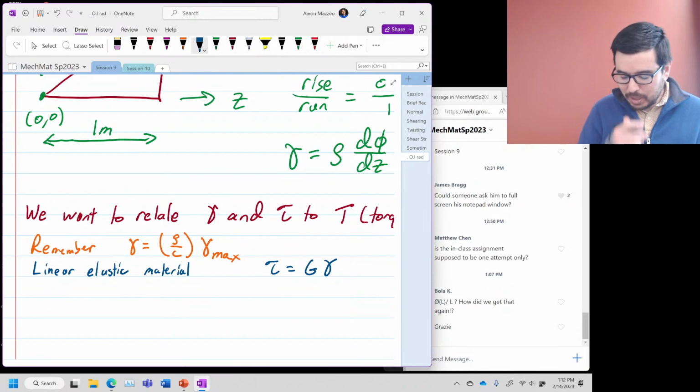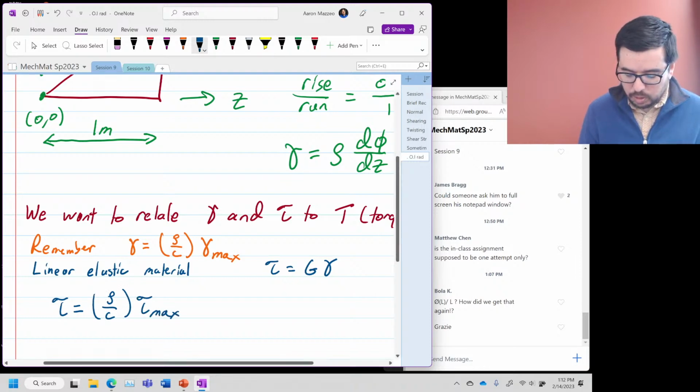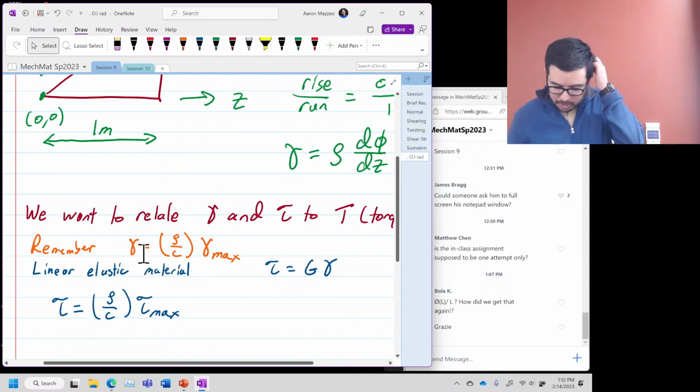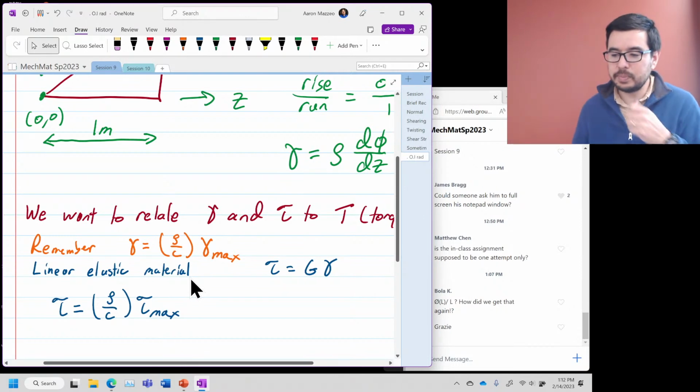What does this mean? This means that tau is going to follow this same relationship. This gamma over here, I could say that's like tau over G. This gamma over here, I could say this is tau over G. The G's knock each other out, and so just like the maximum shear strain was a max at the outside, the maximum shear stress is also going to be a max at the outside.